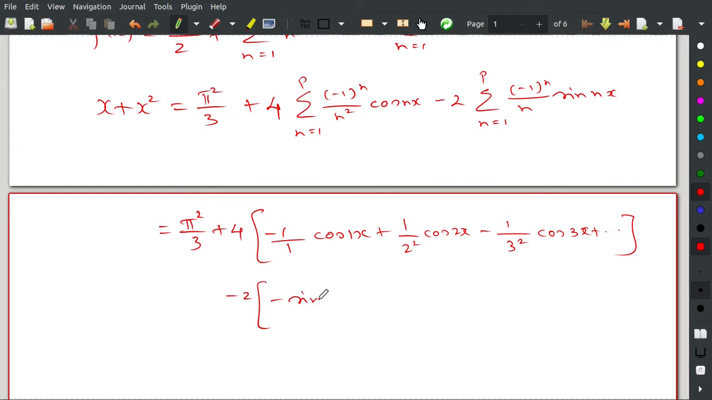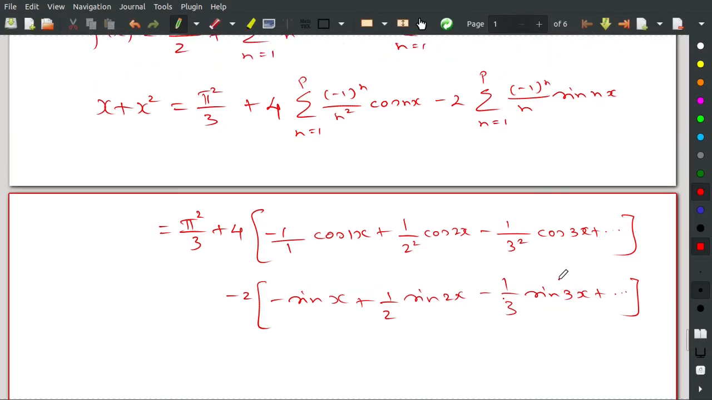minus sin x plus 1 by 2 sin 2x minus 1 by 3 sin 3x plus etc., right? Because for this function we don't have n square, we have only n. So this is the form.